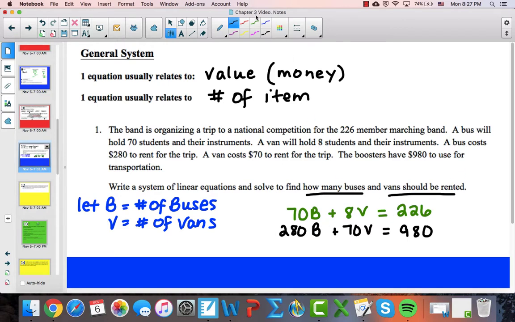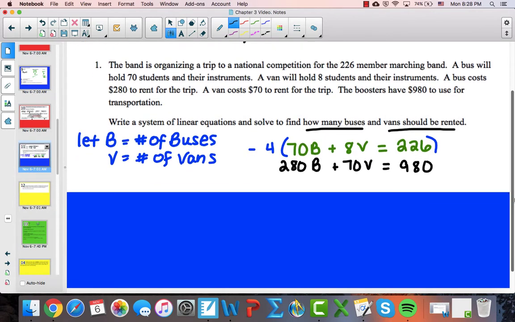Now again, these are in standard form, so I find that elimination's the best, and I notice that 70 and 280 can easily be the same number but opposite signs, so I'm going to multiply the top equation by -4. Let me give myself some room here, and I'm going to rewrite the equation right below it neatly. So -4 times 70 is -280B, minus 32V equals, and then 226 times -4 gives me -904.